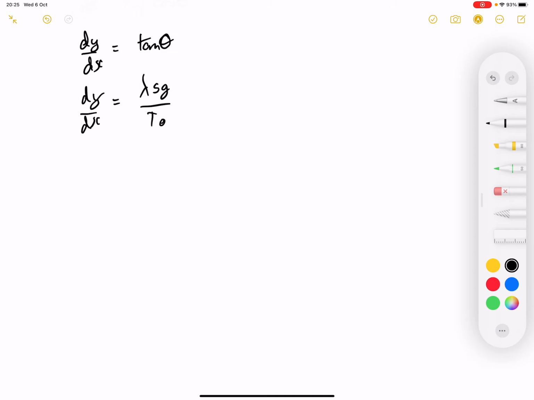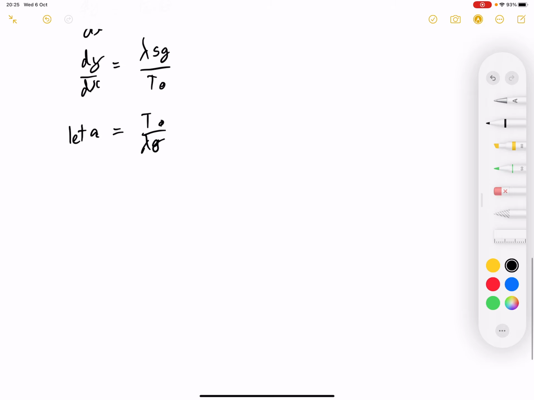Next, I think there are too many variables. I mean, we've only got 4, but I'd like writing fewer letters. So I'm going to say let A equal T naught divided by lambda G, because that takes out a number of our variables. And first of all, we need to determine the units of A.